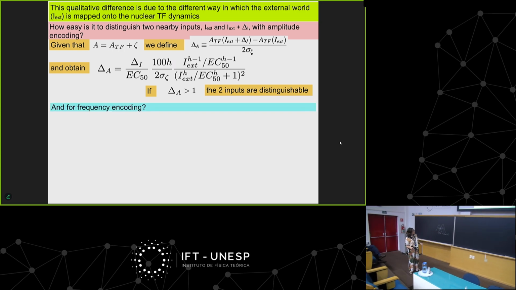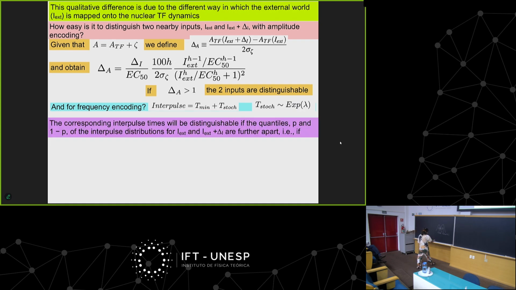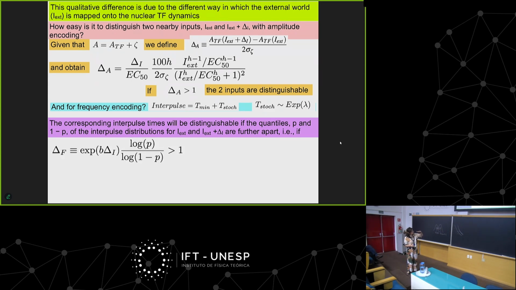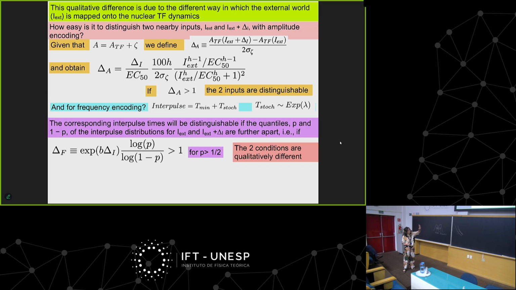In the case of frequency encoding, because the mean interpulse time is an exponential, we don't have that nice thing. So basically what we did was, you have two exponentials, and you want them to be separated enough, so that when one already goes down, the other is starting to be up. And that you can define in terms of quantiles. Anyway, it doesn't matter how we derive these expressions.